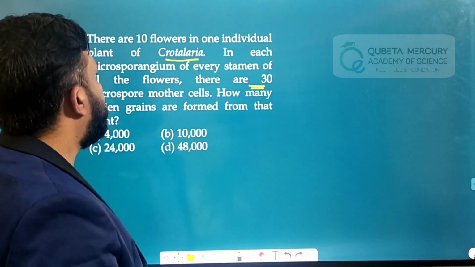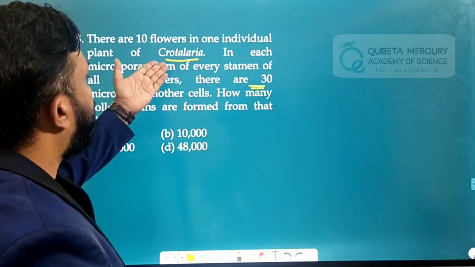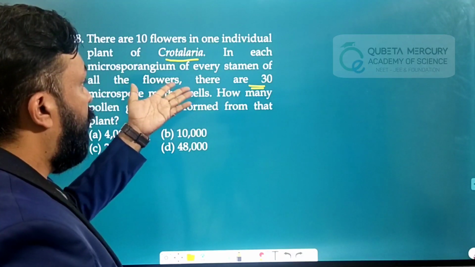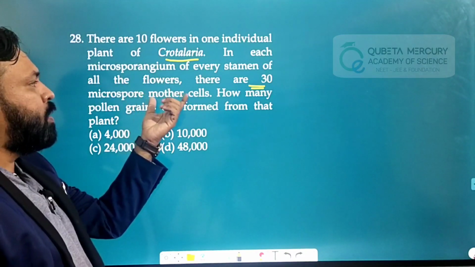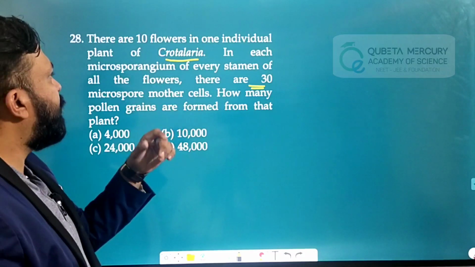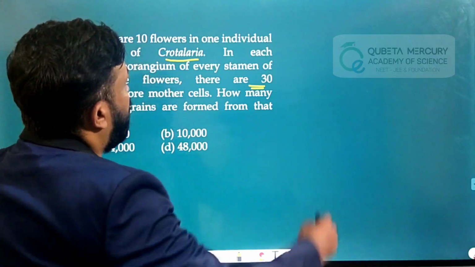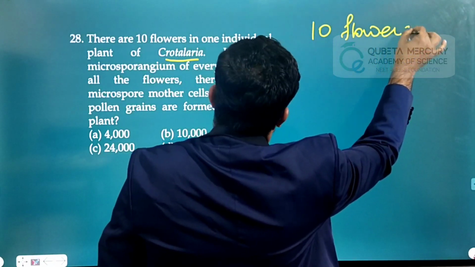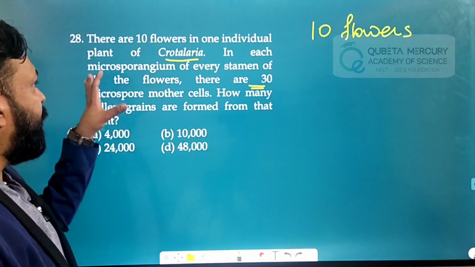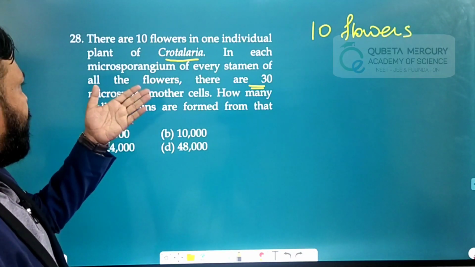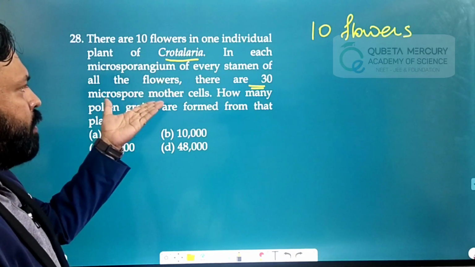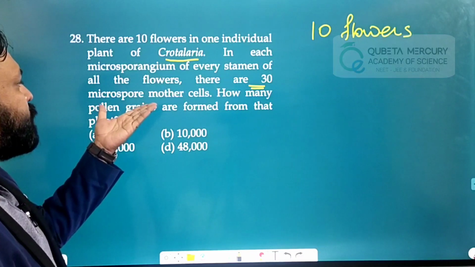A very cunning question, a very twisting question. Here it is stating the flower of Crotalaria. In each microsporangium of every stamen of all the flowers, there are 30 microspore mother cells. So there are 10 flowers. Okay, 10 flowers are there, of an individual plant of Crotalaria.